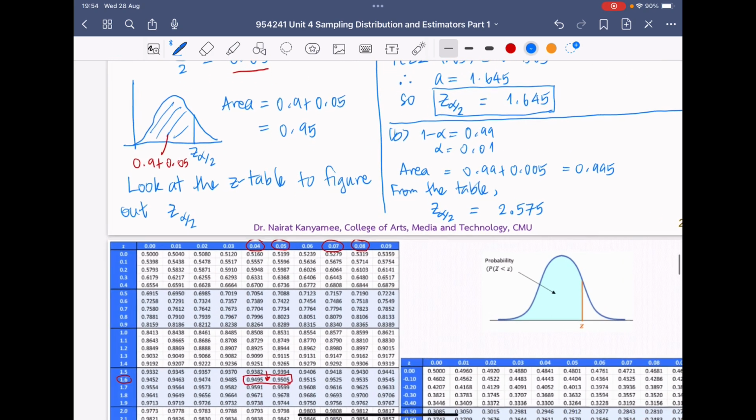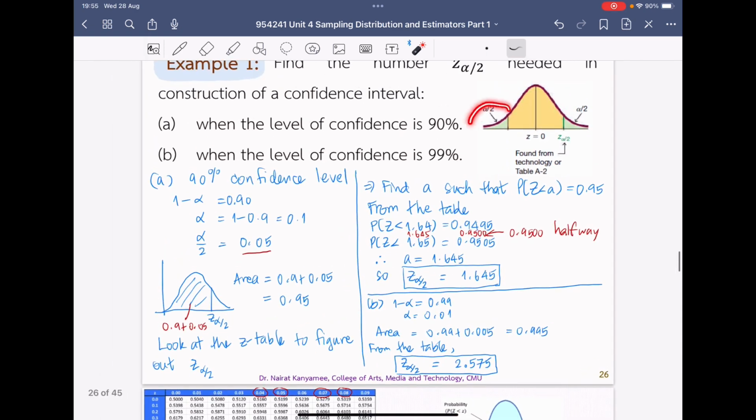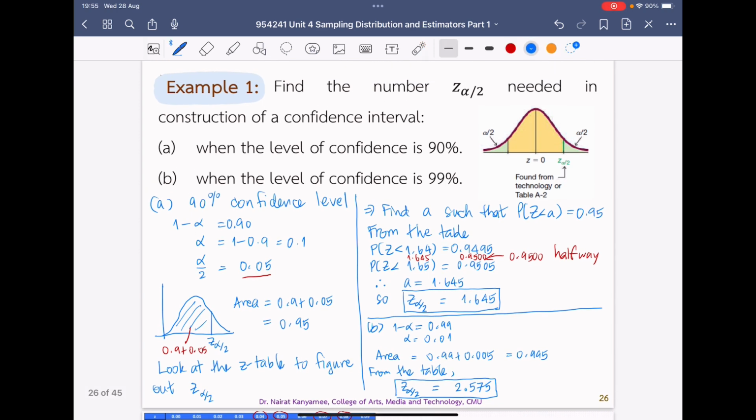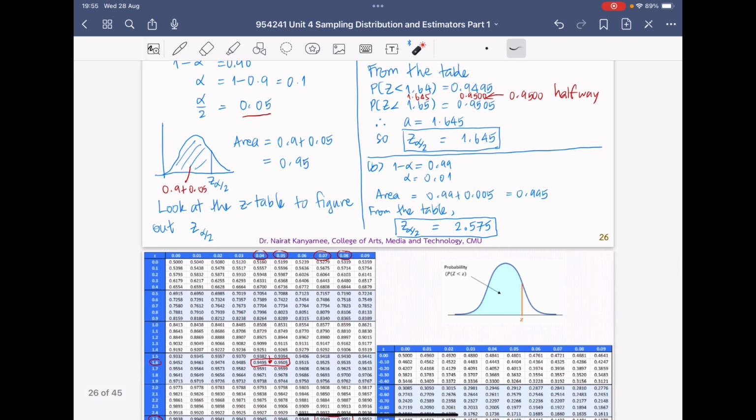This is an example. Not that hard, but you need to be careful with a lot of steps, because you need to calculate the alpha over 2 here. You need the green area, add it up with the area in the middle, which is 1 minus alpha. You add these two up, then you look in the table for this area. Look for the z value. All right. If you understand this, I will move on to the new one.